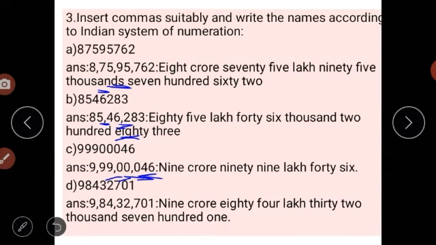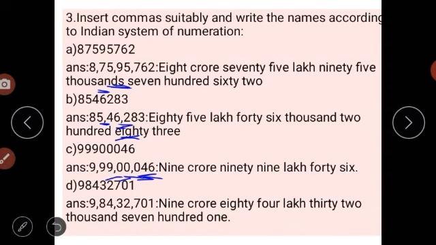Now we are writing here 3 commas. First one comma we are writing here for showing the value for 1000. Next it is for the value for lakhs, and this one is for the value for crores. So here what does it become? 9 crore 99 lakh and 46.